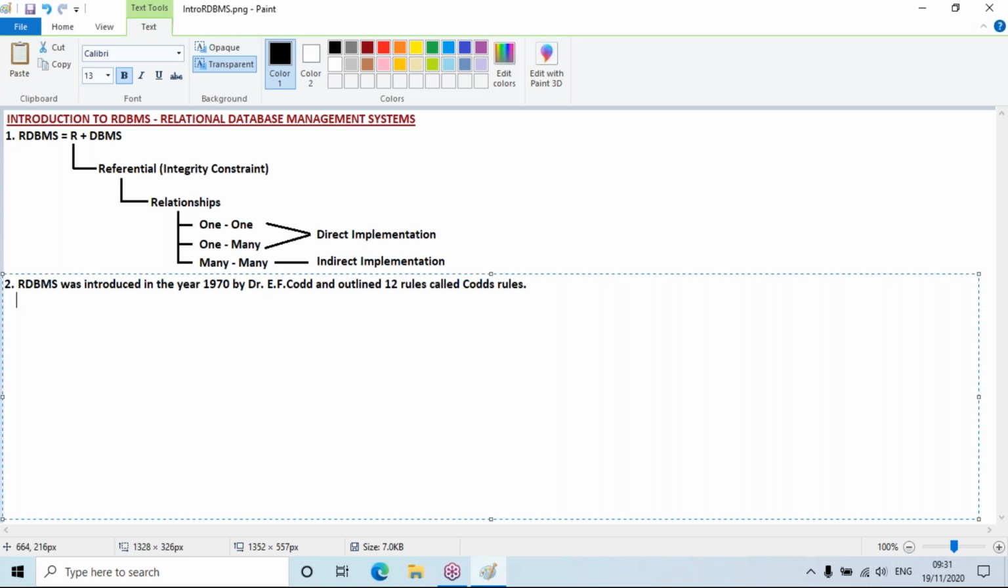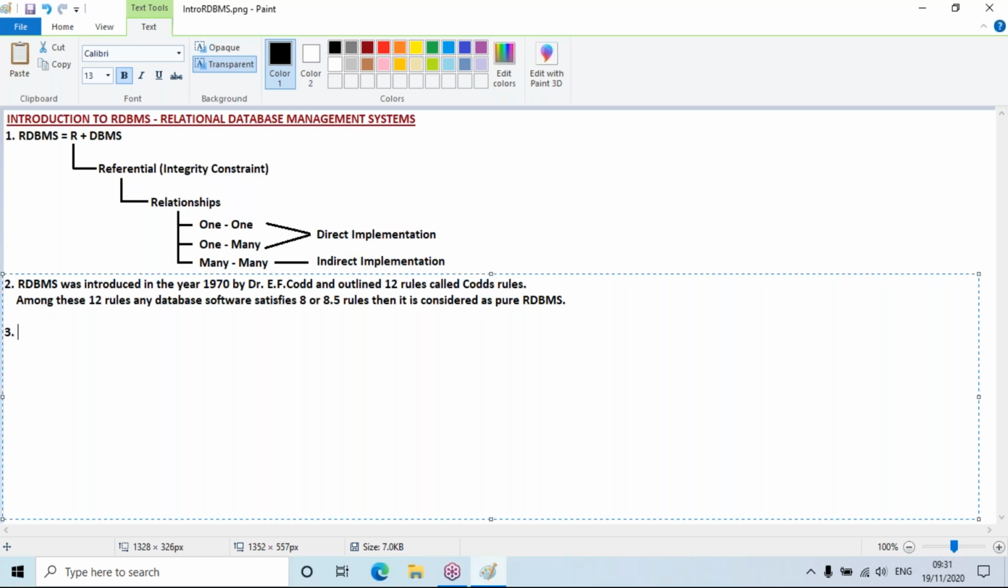Another interesting thing is what he has said: among these 12 rules, if any database software satisfies 8 or 8.5 rules, then it is considered as pure RDBMS.